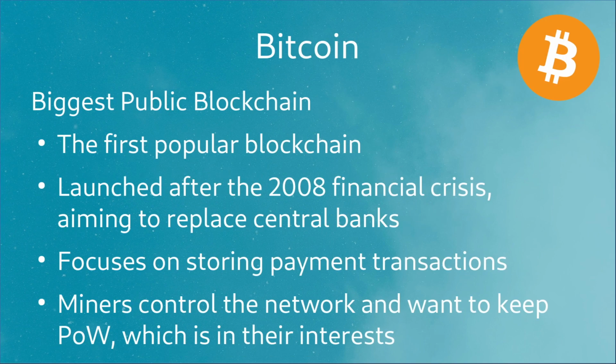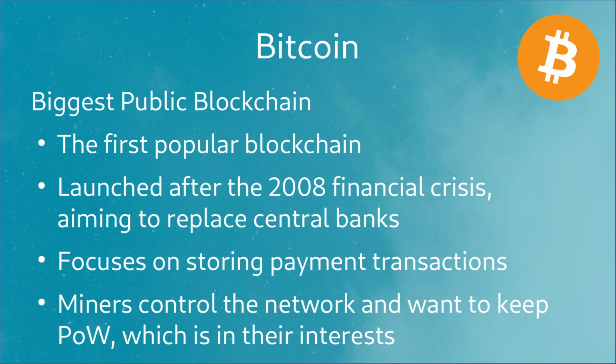The biggest public blockchain is Bitcoin. It's the first popular one. Bitcoin was launched after the 2008 financial crisis, and the aim of Bitcoin was to be an alternative to money, to fiat currency issued by central banks. The focus of Bitcoin is on storing money and payment transactions, so only that. It wants to be an alternative to cash, to existing money.